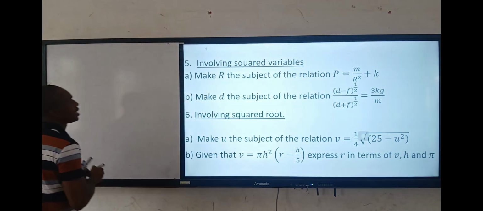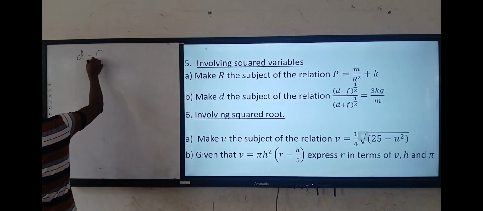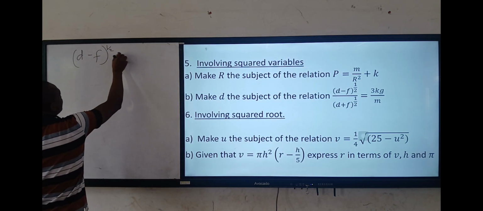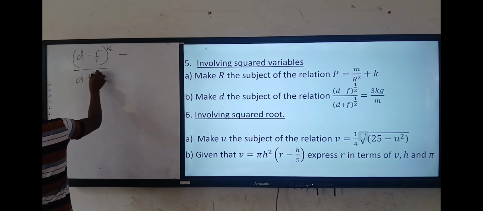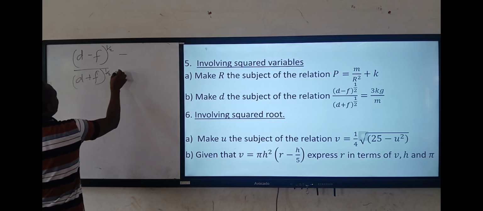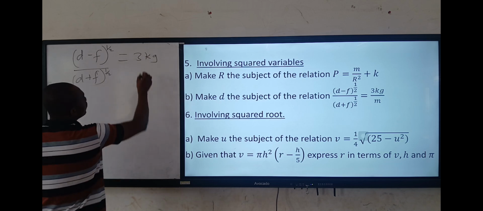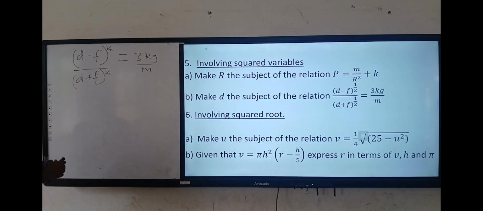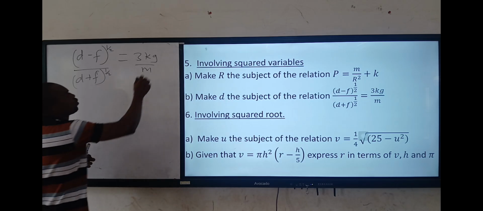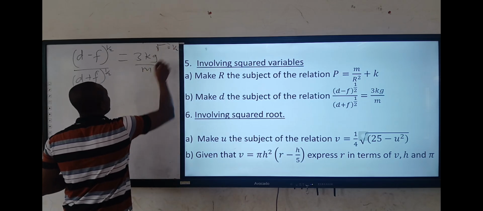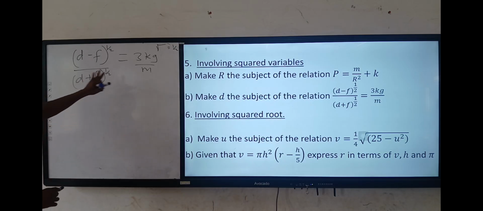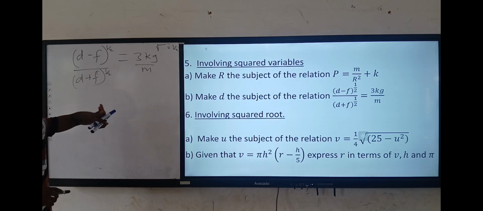Now the B says that (d minus f) raised to the power half over (d plus f) raised to the power half equal to 3kg over m. So now this one, since it is raised to the power half, if you want to get rid of the half here, it represents a square root, okay? So the value for a square root is a half. So we have to take square on both sides. So we are taking square on both sides.